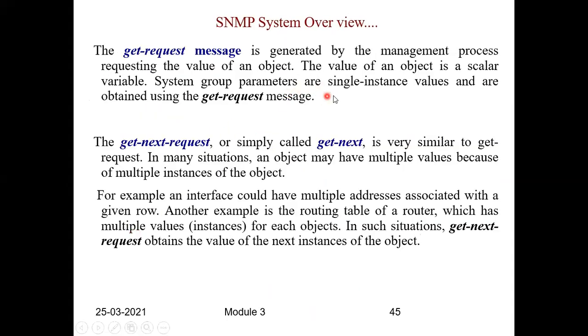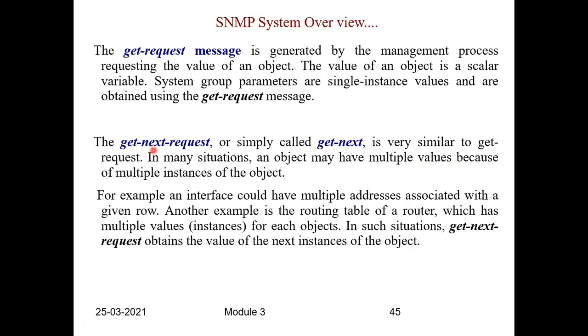Okay, so the system group parameters are the single instant values and are obtained using the get request messages. Okay, so system group parameters, matlab system wants to know the status of the traffic or congestion or packet loss or some performance parameters. So those are grouped under system group parameters and they are single instant values. So if I want to get those values, I have to use the command get request. Now the next command is get next request.